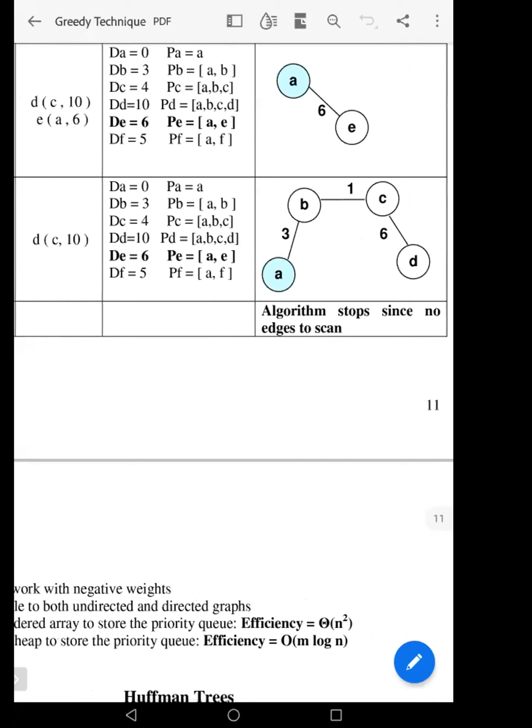So D is 10, which means it is the shortest distance from the source to the vertex D. D is 10, C is 4, E is 6. It gives the direct shortest distance from A to this vertex. A is the source, so it is 0.